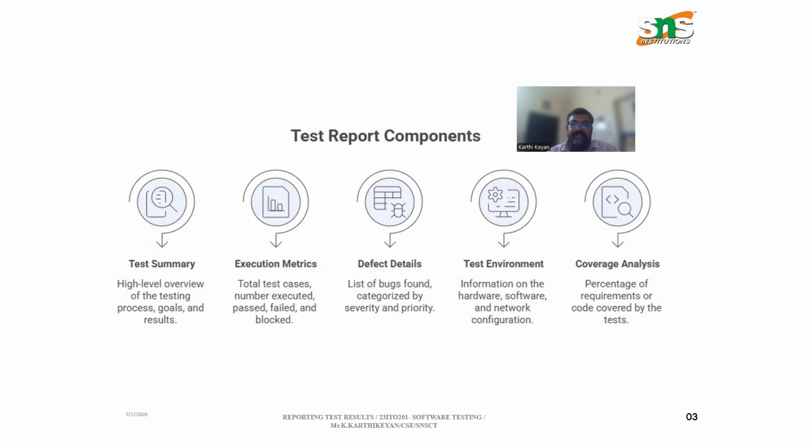Defect details are a list of bugs found, categorized by severity and priority. Test environment is information on the hardware, software, and network configuration. Coverage analysis is the percentage of requirements or code covered by test cases. These are the test report components.